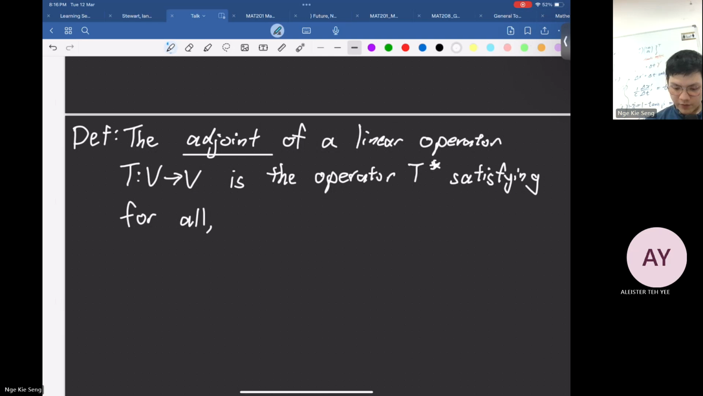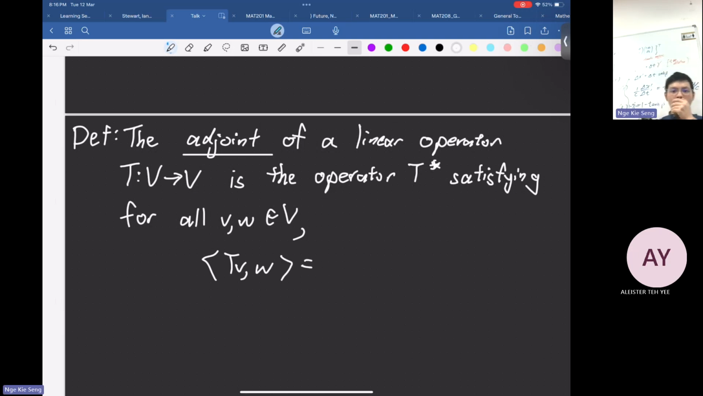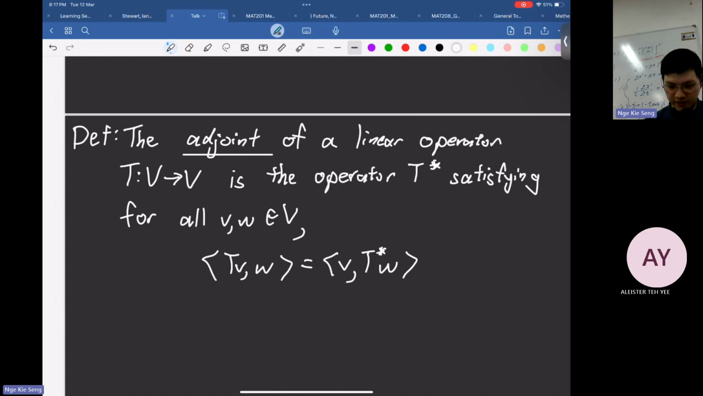For all V and W in V, I have an inner product, right? So I can consider the inner product of TV and W. This thing has to be equal to the inner product of V with something acting on W, and this thing we call T star. If this T star satisfies this property, then it is the adjoint of this operator.